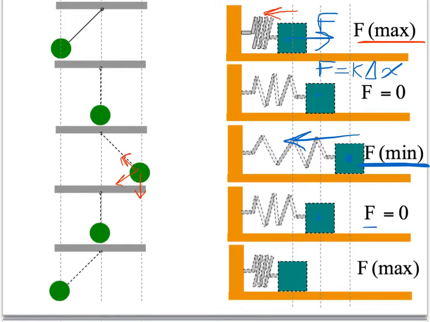Once we're back at equilibrium, no force, and then back at our squished point where the force is pushing to the right. So we have our highest force.